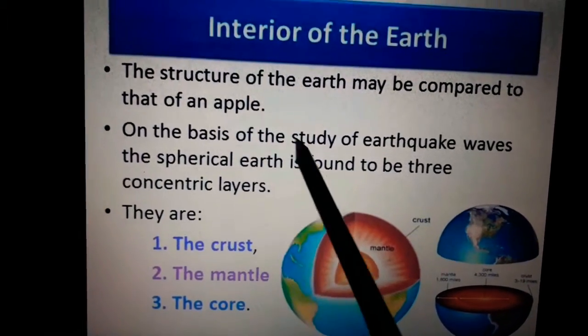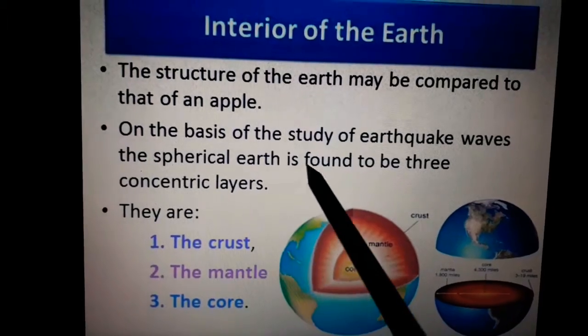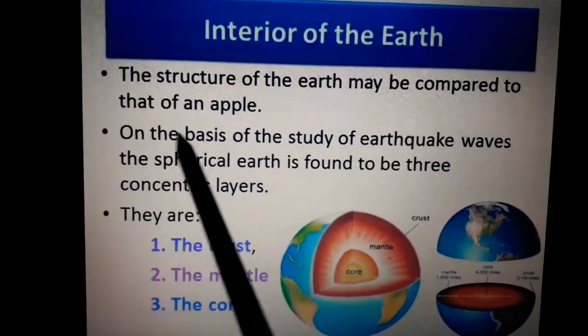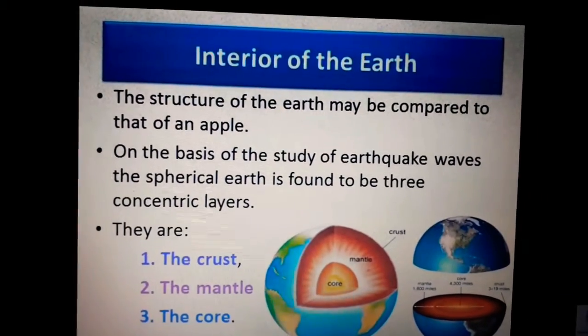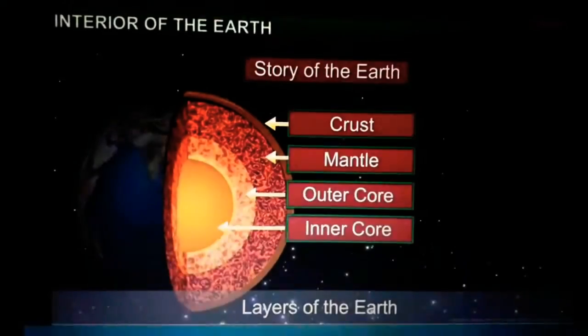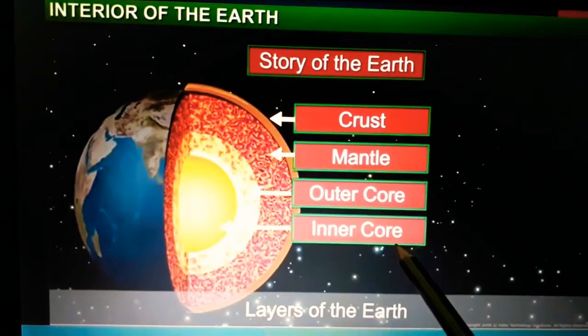On the basis of the study of earthquake waves, the spherical earth is found to have 3 concentric layers. So, on the basis of the study of earthquake waves, our earth is classified into 3 concentric layers. They are crust, mantle and core.